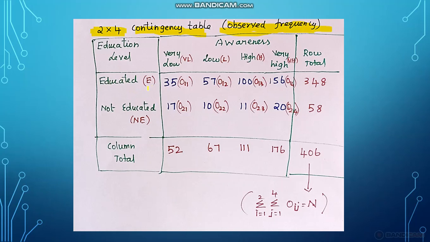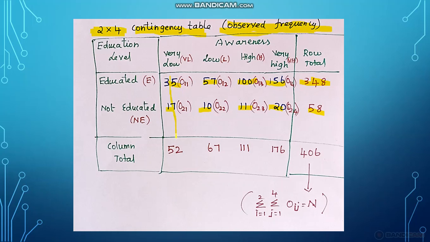The first step is to find the row totals. 35 plus 57 plus 100 plus 156 gives 348, the first row total. Similarly 17 plus 10 plus 11 plus 20 gives 58, the second row total.